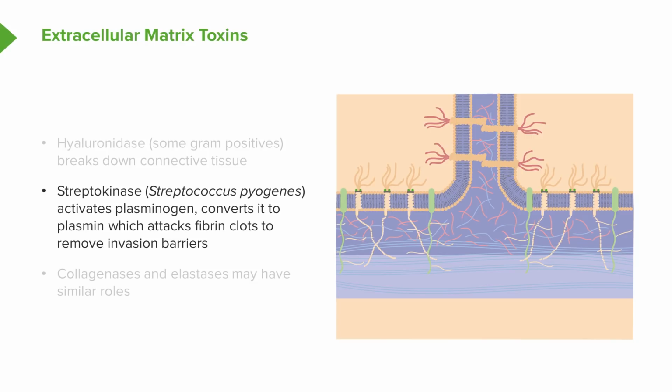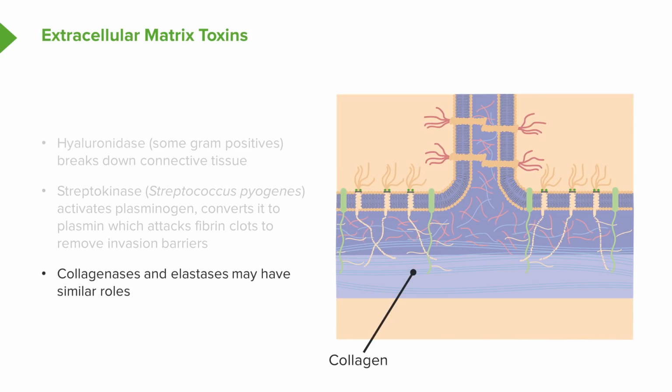Streptokinase is an enzyme produced by Streptococci. It activates plasminogen, converts it to plasmin, which then attacks blood clots and gets them to dissolve. Bacteria don't like blood clots because they inhibit them from moving about and may restrict them. So this enzyme takes care of that. And finally, collagenases and elastases also digest the extracellular matrix, allowing free movement of the bacteria.